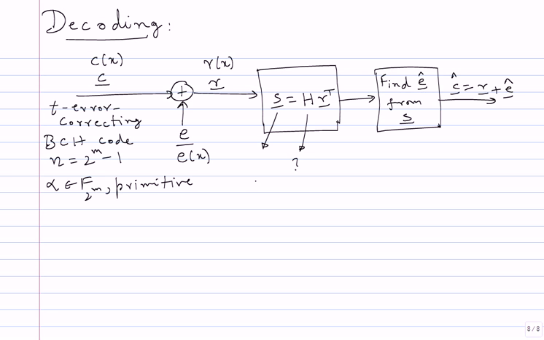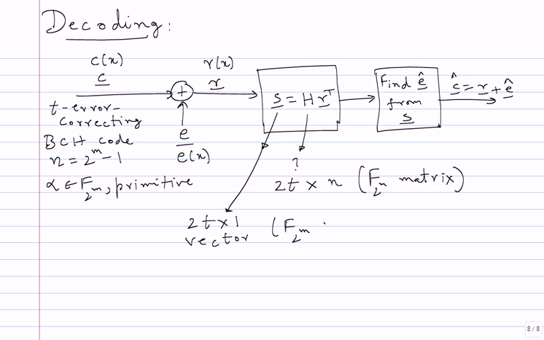Not bits, let me be very careful and take it slowly, a step at a time. What's the dimension of H? 2t by n. But each entry belongs to F2 power m. Remember, it's an F2 power m matrix. So if I take an arbitrary binary vector R and do H times R transpose, what will S be? In general, it will be a 2t by 1 vector, and it will be an F2 power m vector.